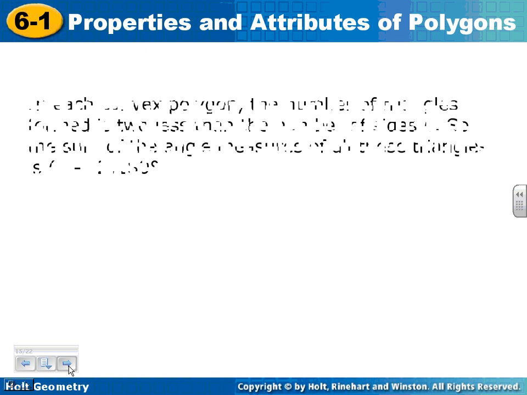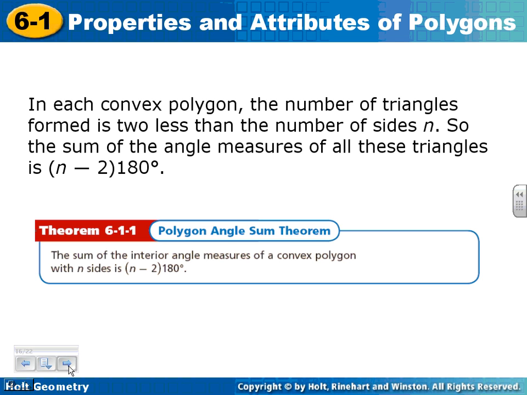All right, time for a theorem. In each convex polygon, the number of triangles formed is 2 less than the number of sides. So the sum of the angle measures of all these triangles is n minus 2 times 180. What does that mean? Look at the theorem here. 6-1: The sum of the interior angle measures of a convex polygon with n sides is n minus 2 times 180.